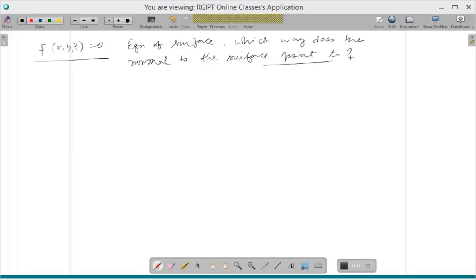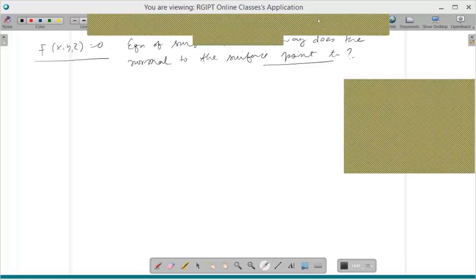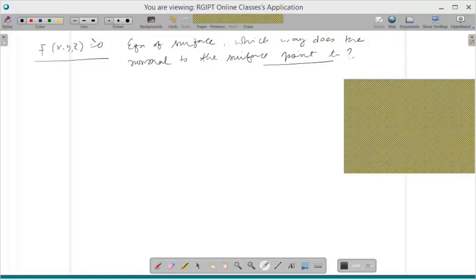If I have this information provided, that means I know the function f, and I'm supposed to construct a vector which is pointing normal to this surface at any point, how may I construct that vector? Can anyone answer that question? It's something you must have studied earlier. I just want to refresh your memory. If I have a function f of x comma y comma z, and I collect all such x, y, z so that this function becomes equal to 0, this condition will lead me to a surface.